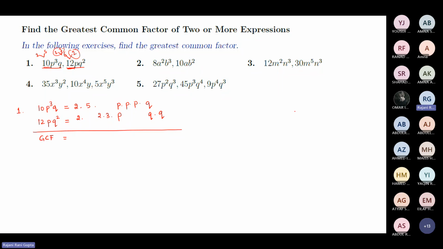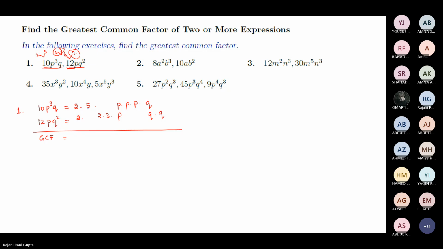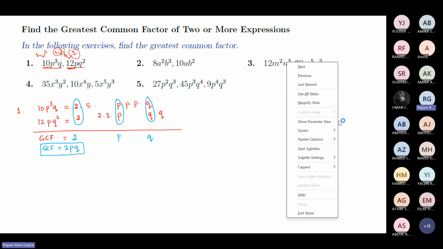So now we have to find the greatest common factor. When you take here this 2, from here we take p, and from here we take q. So your greatest common factor will be 2pq. Okay, so this is how you find the greatest common factor. I hope it's clear.